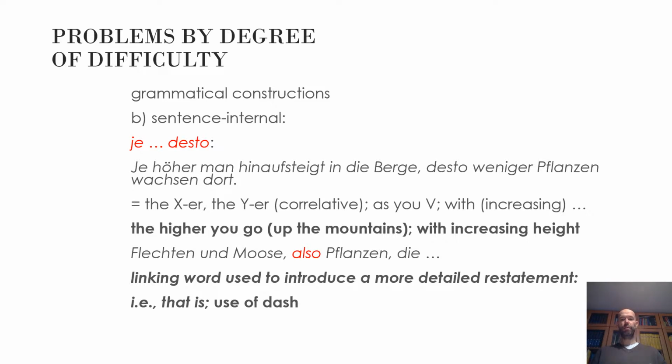"Flechten und Moose, also Pflanzen die." Now this "also" is a linking word that's used to reword something, to introduce a more detailed restatement of the previous context. And this is usually rendered, as you'll also find in Writing in English, as i.e., which is the same thing as that is, which could also be used here. Or you could simply use a dash. This is Gedankenstrich in German.